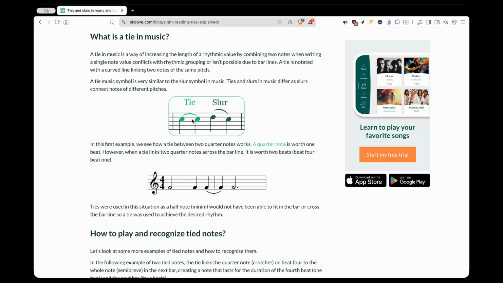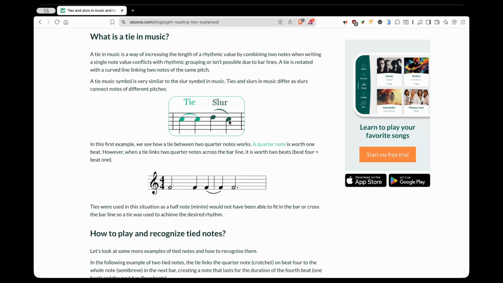So basically, my understanding of ties is not limited to when you don't have enough space in your bar and you want to extend the note duration. You can also use it within the bar. The lady said something like this, where you're connecting notes that are typically the same notes. She called it a slur, and that was incorrect.